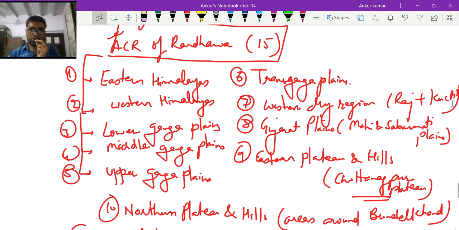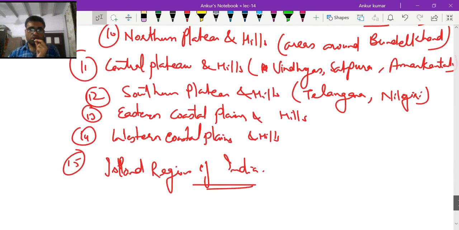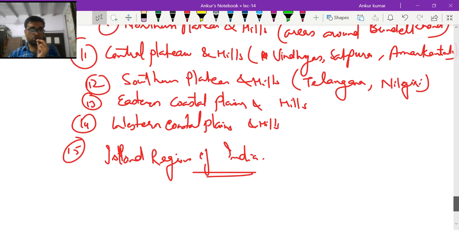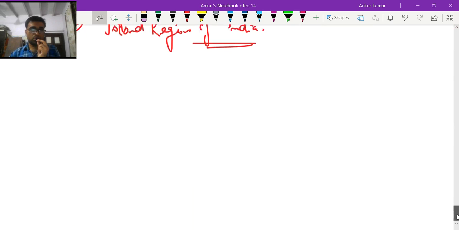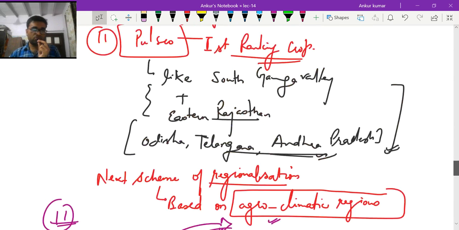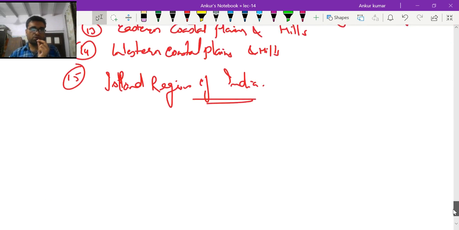Then the Western dry regions: Rajasthan, Kutch, Gujarat Plains, Eastern Plateau and Hills, Chota Nagpur one, Northern Plateau and Hills, Central Plateau and Hills, Southern Plateau and Hills, Eastern Coast, Western Coast, and the Island region. So these are the 15 regions which were identified by Randhawa.